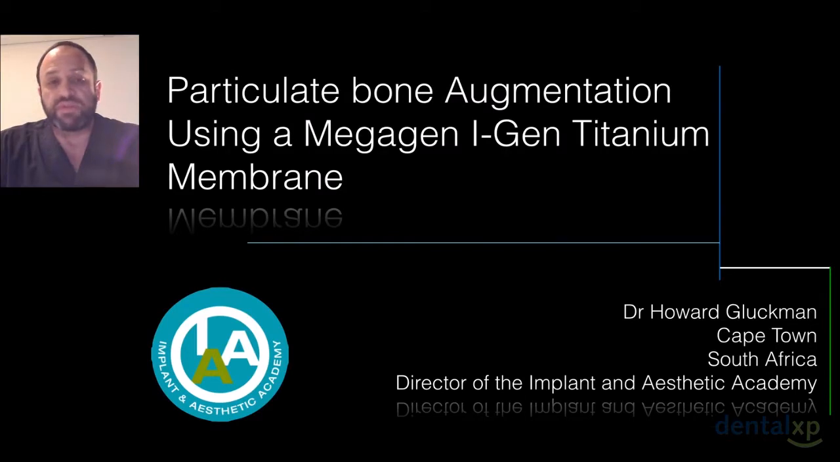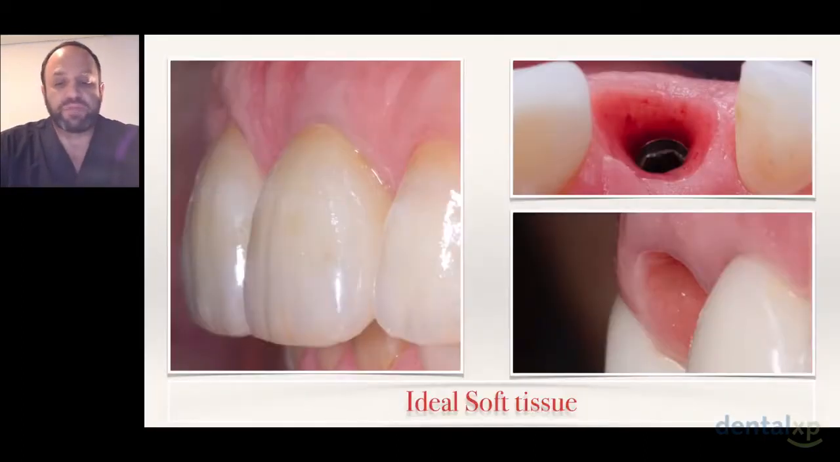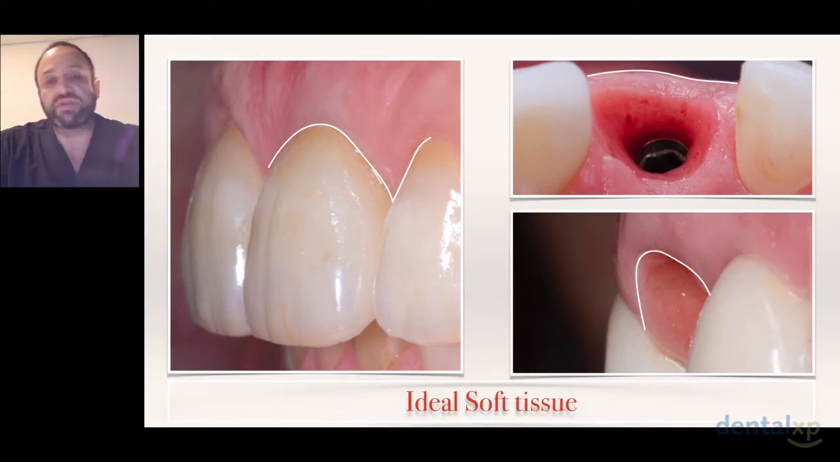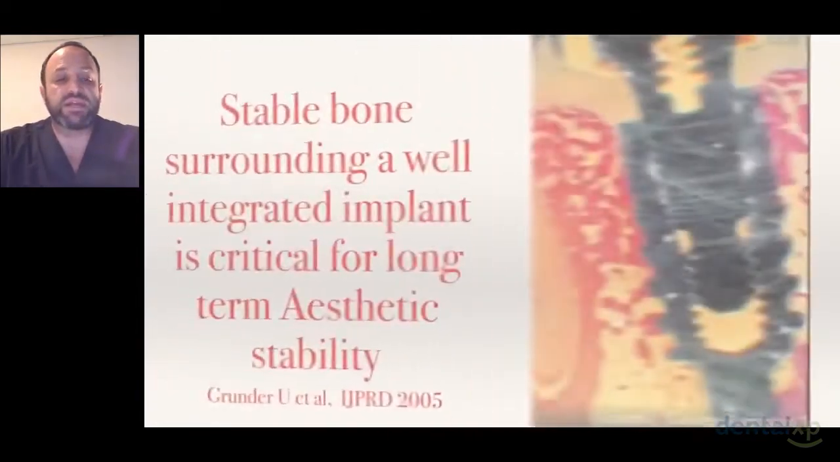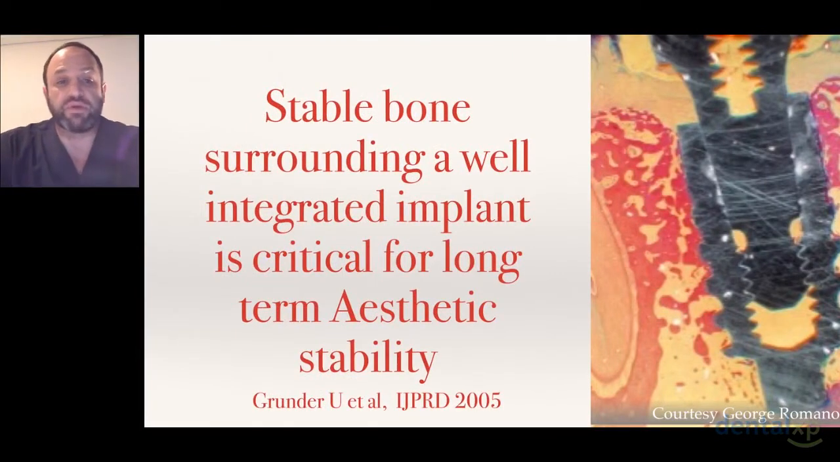As most of you know from our previous lectures, I'm very much a strong advocate of autogenous bone and autogenous bone blocks for various reasons. One of the things that's very, very important in establishing ideal soft tissue is bone. And in order to create the ideal soft tissue that we are looking for in all our implantology, one of the most critical things is bone, as has been explained by Uli Grunder in the International Journal of Periodontics and Restorative Dentistry, where he said that stable bone surrounding a well-integrated implant is critical for long-term aesthetic stability.